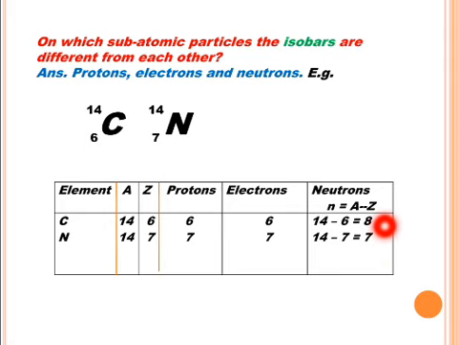So you can see that carbon and nitrogen have different numbers of neutrons. Carbon has 8 neutrons, nitrogen has 7 neutrons. Carbon has 6 electrons, nitrogen has 7 electrons. Carbon has 6 protons, nitrogen has 7 protons. So all three subatomic particles are different from each other in isobars.